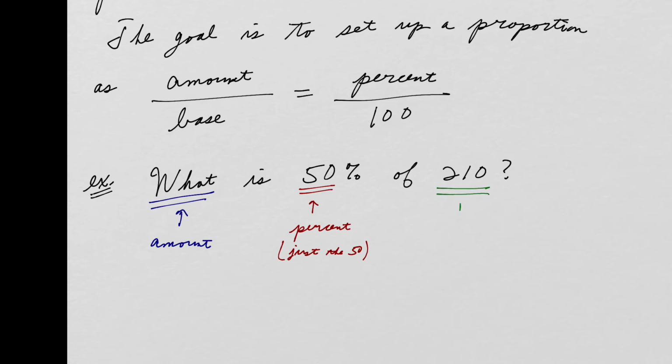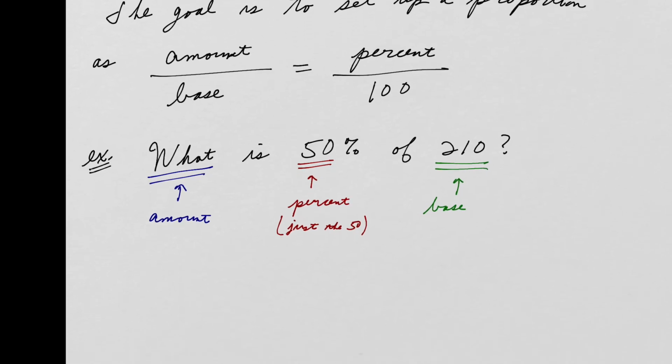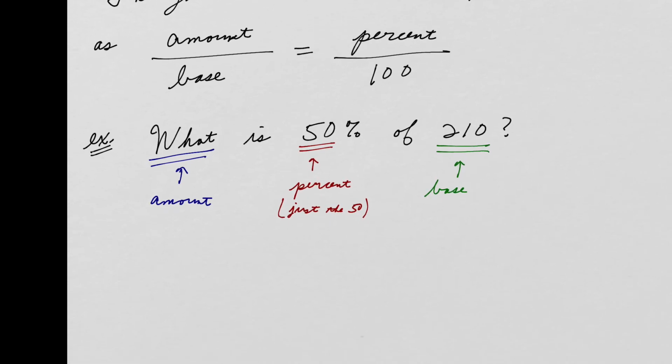And so how do we figure out the base? Because it's sort of difficult to determine which one's the amount, which one's the base. So the rule that you want to use, the base, is always going to be the number after the of, after that keyword of. So I'll say it's the number after the of keyword.